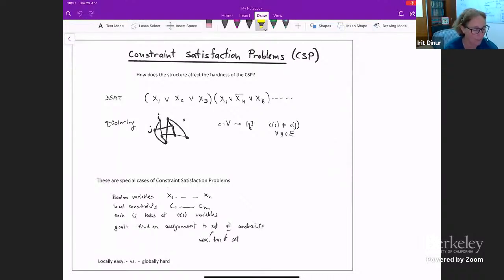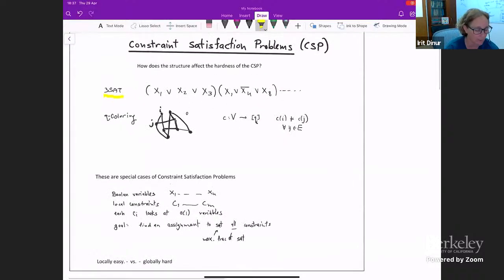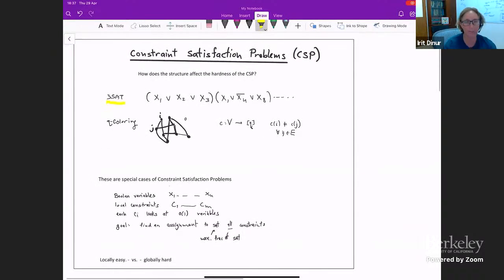The most well-loved example is 3-SAT. You have a bunch of Boolean variables x1 to xn, and a bunch of clauses. Each clause involves 3 variables, and they appear either as they are or in a negated form. This is the prototypical constraint satisfaction problem. Why is it called this way? Because you need to find an assignment to the variables so that all the clauses are satisfied. That is the problem here.